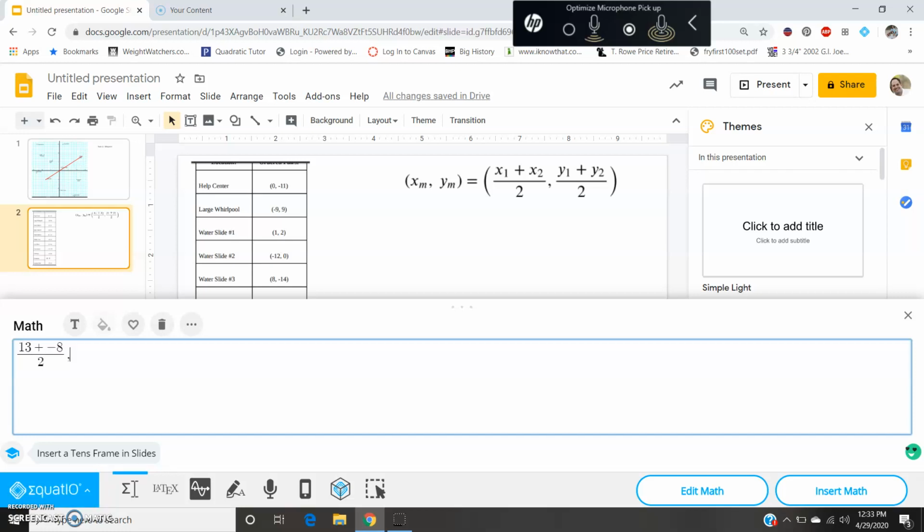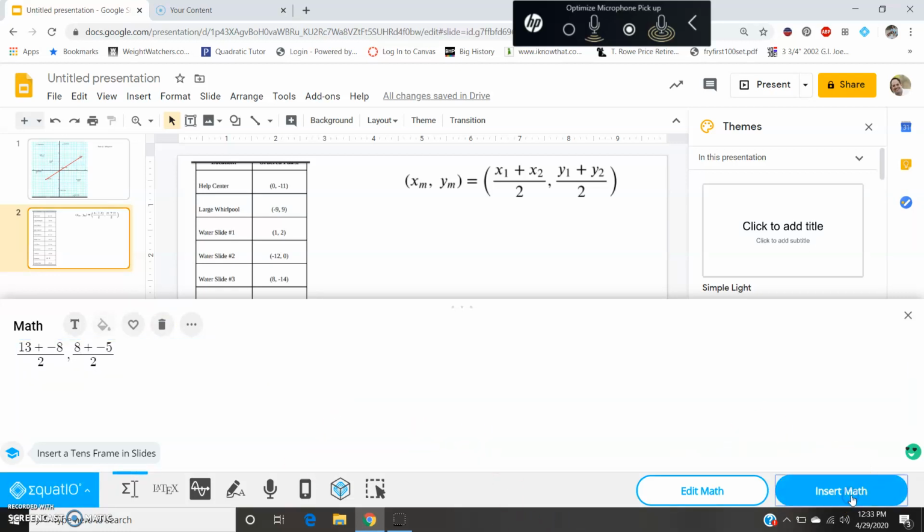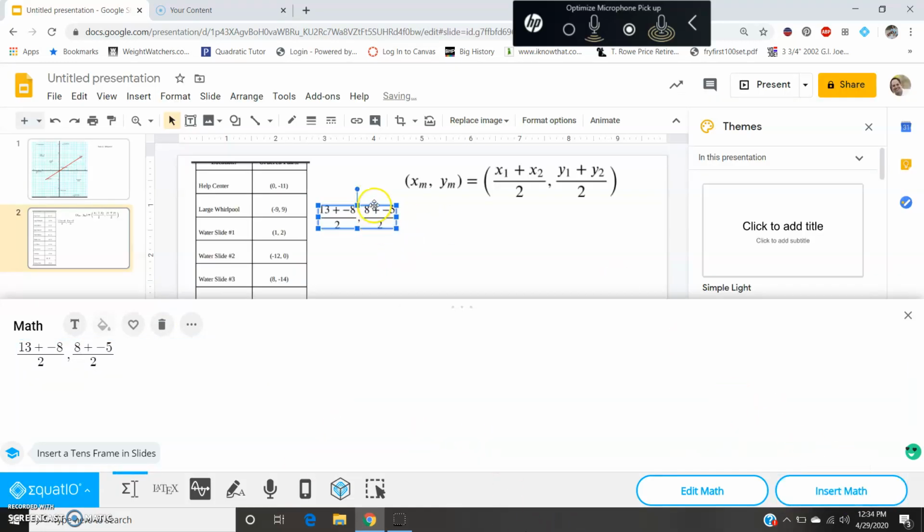All right, and I'm going to put a little comma here. I'm going to hit the divide key again, and that gives me my vertical fraction. And then my other one looks to be 8 plus -5. 8 plus -5 divided by 2. I'm going to insert that just like we did last time. Boom. I have my midpoint set up.